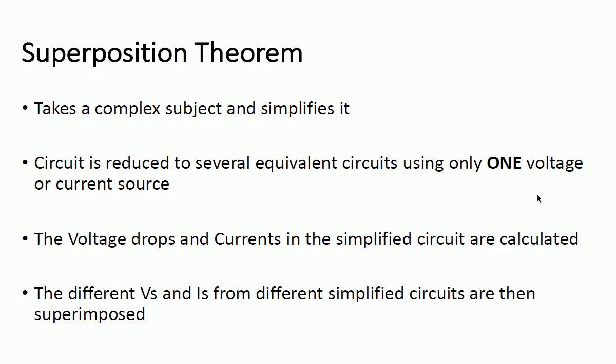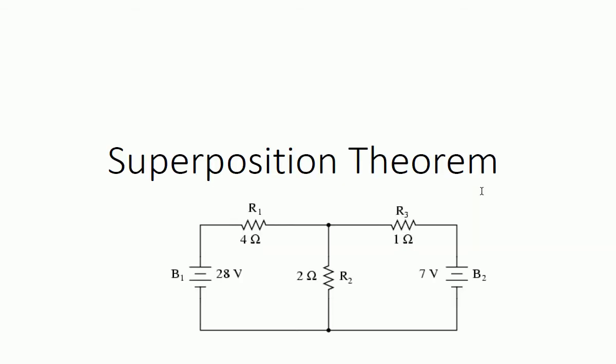Okay, superposition takes a complex circuit and simplifies it. The circuit is reduced to several equivalent circuits using only one voltage or current source. The voltage drops and currents in the simplified circuit are calculated. The different V supply and I supply from different simplified circuits are then superimposed. Okay. All right, let's go through this. So the whole idea is we break the circuit down. So if you look at the circuit above, we split this up into two different circuits. Yeah? And each circuit will have only got either one current supply or one voltage supply.